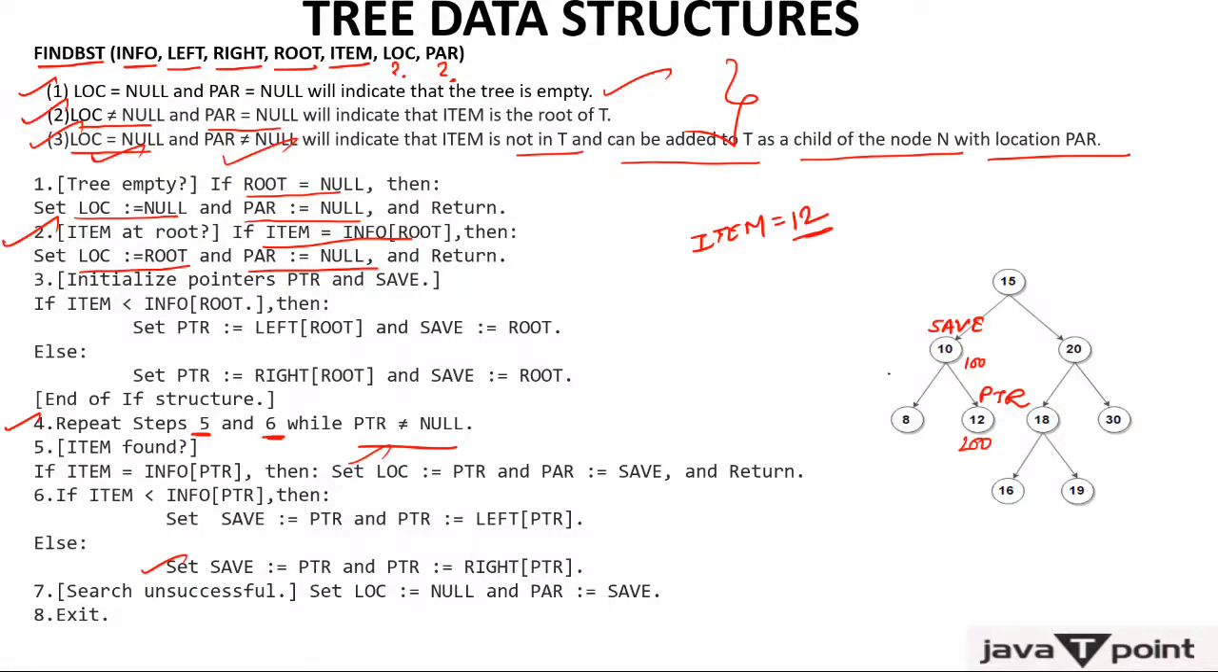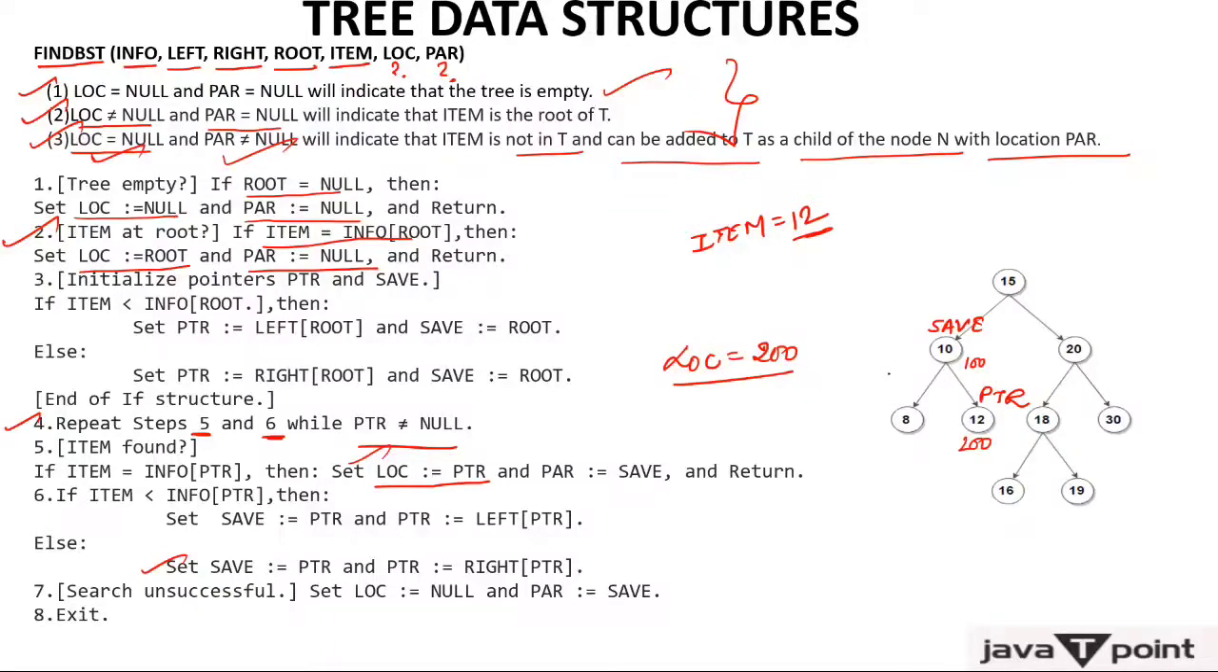Okay. Is item equal to info PTR? Yes. Item is equal to info PTR. The item I'm looking for is 12 and info PTR is 12. Fine. So what will I do? I'll set location equal to PTR. So now my location is PTR. So location is PTR, which is what? 200. Location is 200.